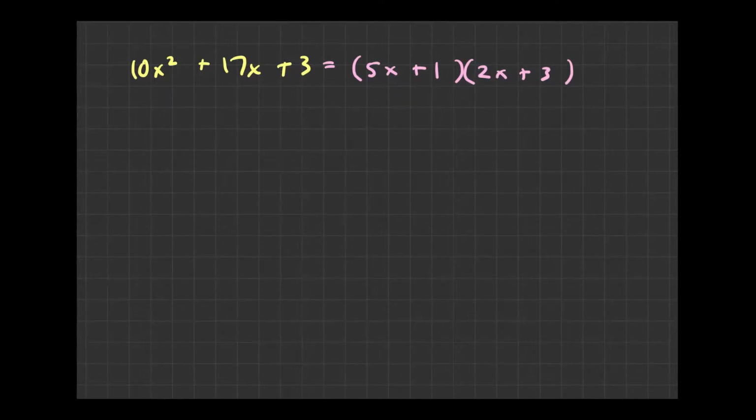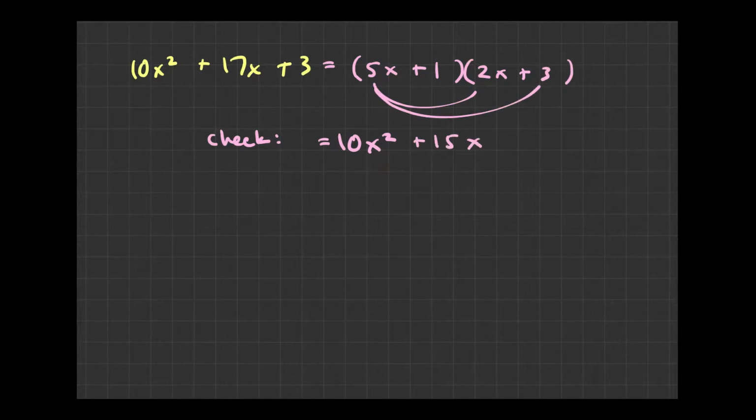How could you check your work? Surijna? Yeah, multiply it out. Yeah, we'll use the distributive property. So 5x times 2x. I'm just going to write check, so we'll check our work. 5x times 2x is 10x squared. Okay. 5x times 3 is 15x. 1 times 2x is 2x. And 1 times 3 is 3.